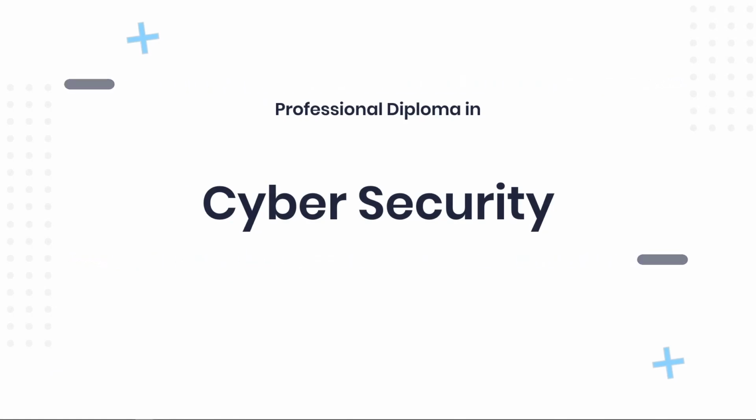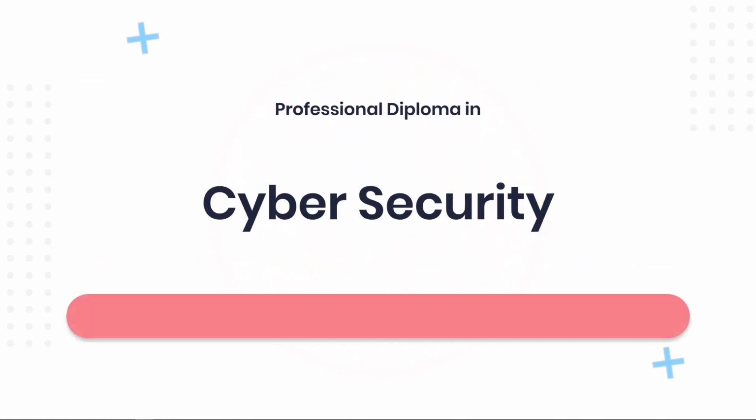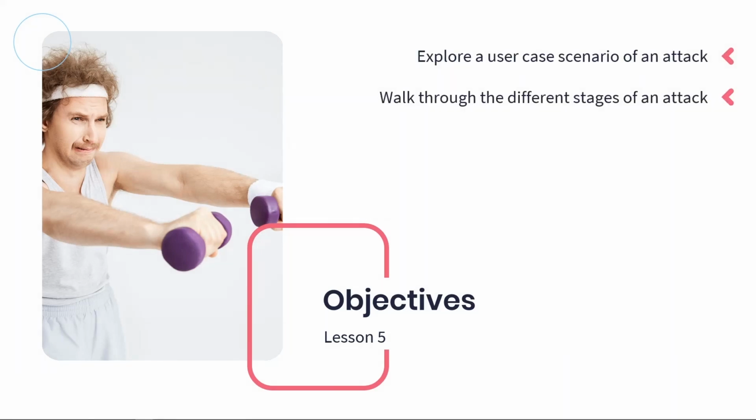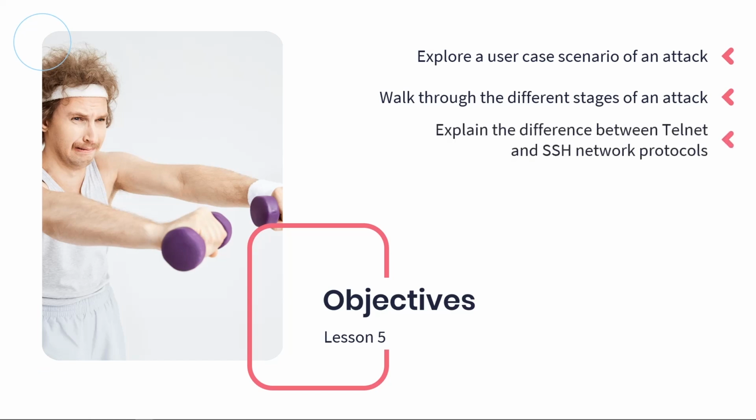Today, we're going to walk through the different stages of a real-life cyber attack that happened in Turkey in 2019. In our lesson today, we're going to explore a use case scenario of an attack. We'll walk through the different stages, including reconnaissance, initial access, execution, lateral movement, to the final step of stealing credentials. We'll also explain the difference between Telnet and SSH network protocols used to remotely access and manage devices.